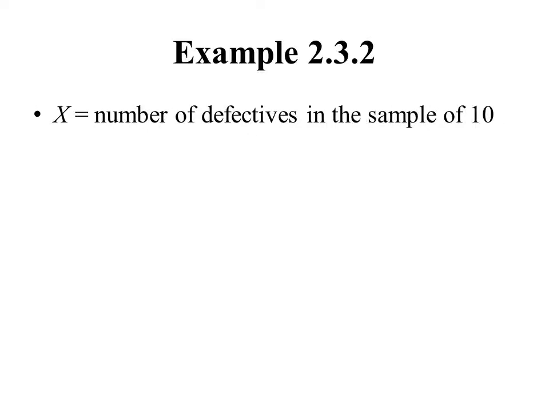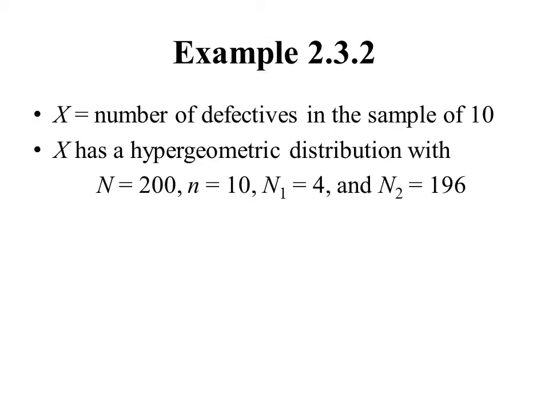Okay. And so first of all, let's define our random variable. Capital X is the number of defective transistors in the sample of 10. That's what we're really interested in, the number of defectives in our sample. Then X is a hypergeometric distribution. We've already identified that. Now we need to identify the values of its parameters.